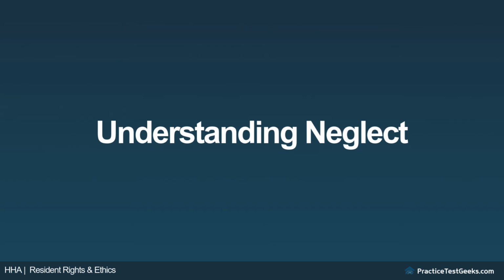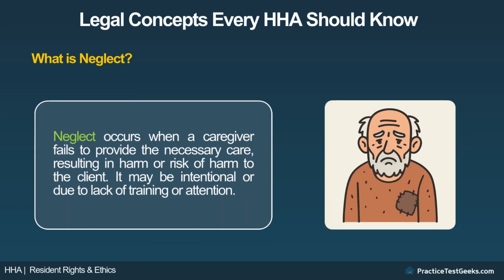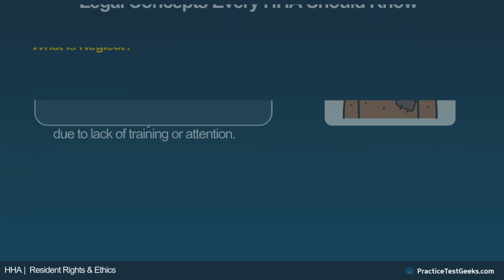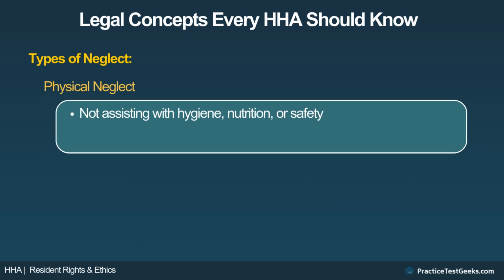Understanding neglect. What is neglect? Neglect occurs when a caregiver fails to provide the necessary care, resulting in harm or risk of harm to the client. It may be intentional or due to lack of training or attention. Types of neglect. Physical neglect: not assisting with hygiene, nutrition, or safety. Example: leaving a client in soiled linens for hours.